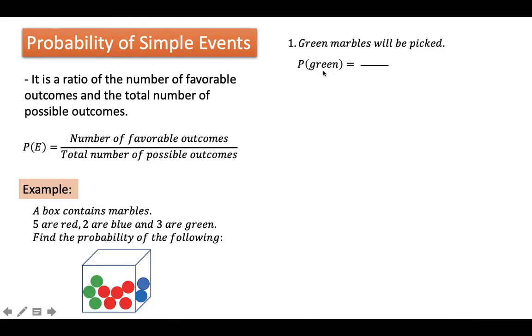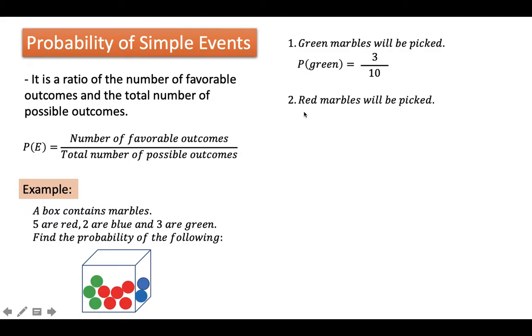So our event here is green, and our numerator is the number of favorable outcomes, which in this case is 3, since there are 3 green marbles. Then our denominator is the total number of possible outcomes, which in this case is the total number of our marbles, which is 10. Therefore, the probability that green marbles will be picked is 3/10.